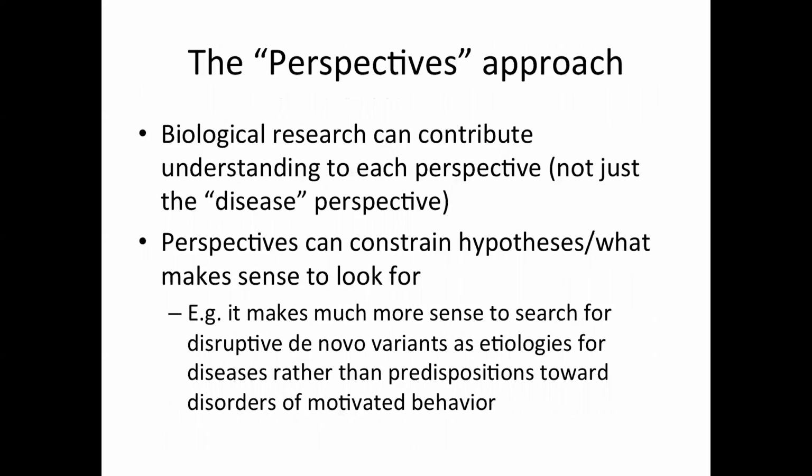I want to make clear that I think that biological research can contribute to understanding each of these perspectives and not just the disease perspective. However, thinking critically about which perspective makes the most sense for a particular problem can help constrain hypotheses and what makes sense to look for. As a simple example, I think it makes much more sense to search for disruptive de novo variants as causes of diseases rather than as contributing towards a predisposition towards engaging in a particular dysfunctional motivated behavior.